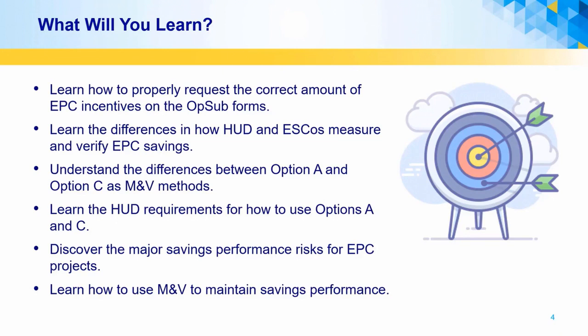I will describe the major savings performance risks for EPC projects, especially in public housing. I will explain the differences between the risks associated with option A and option C. I will also provide insights into what a good measurement and verification plan is and how to manage the plan to maintain savings performance. Measurement and verification requires the collection of data on building equipment, utility consumption and costs, and analysis of that data to determine basically how the equipment is performing.